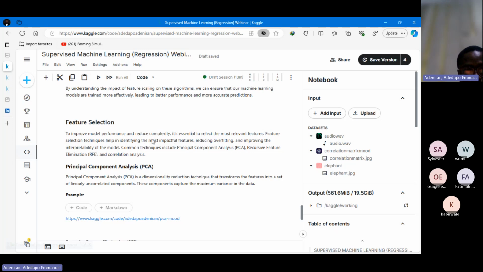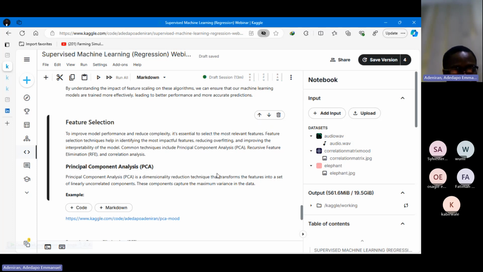Okay, so now let's go to the very interesting aspect of it, feature selection. How do you select features when you have numerous features that you are looking at and you're trying to quickly select? There are so many techniques that you can use for selecting features. Some of them are principal component analysis, recursive feature elimination, and correlation analysis. These are the three most common techniques that we use for feature selection.